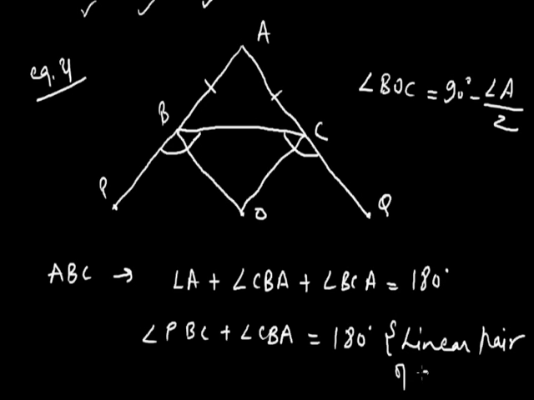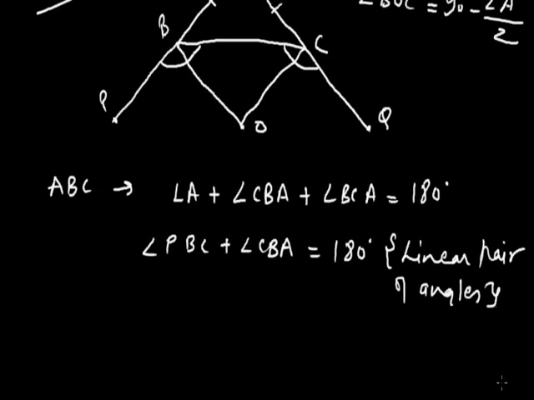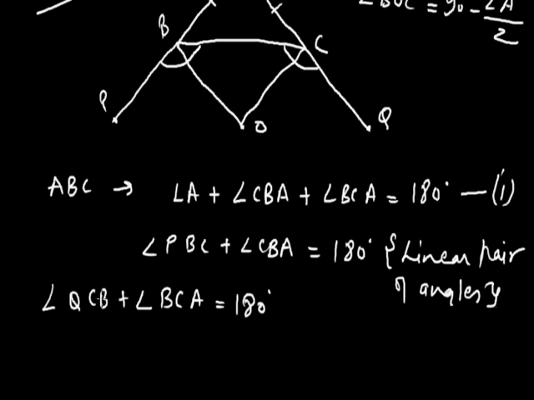Similarly, we can write one more linear pair for the angle C, as interior angle C and exterior angle C form a linear pair. So we can write angle QCB plus angle BCA is equal to 180 degrees. The reason being the same, they form a linear pair of angles. Now I'll name these equations as equation number 1, the angle sum property for triangle ABC, equation number 2 and equation number 3.